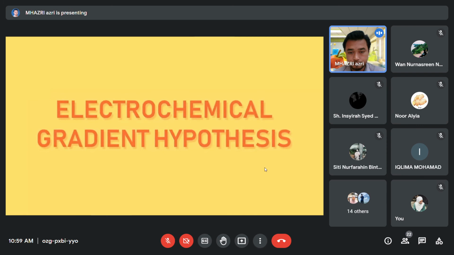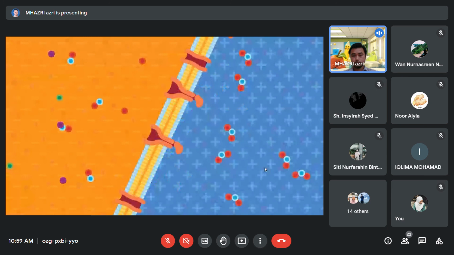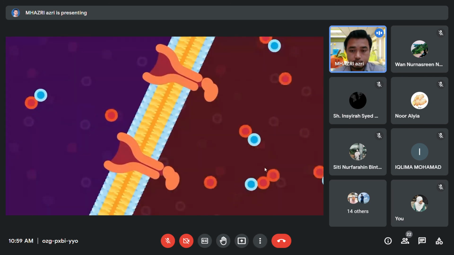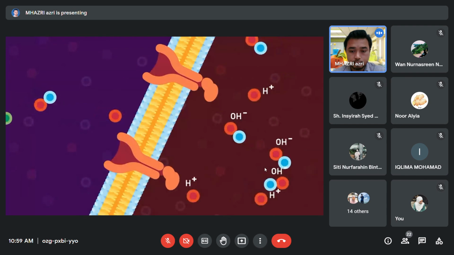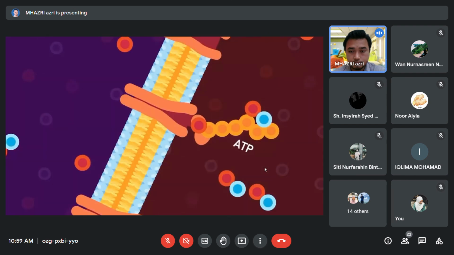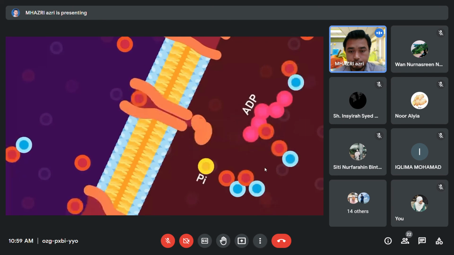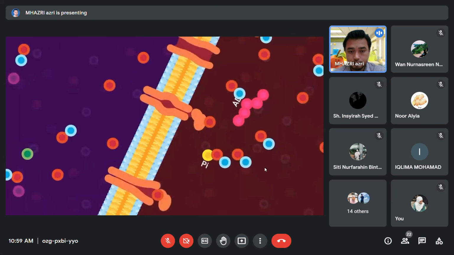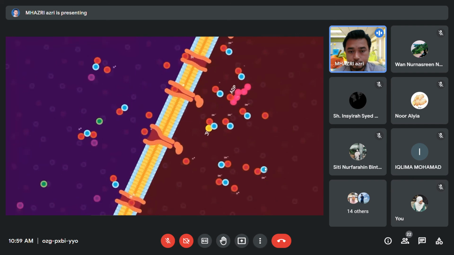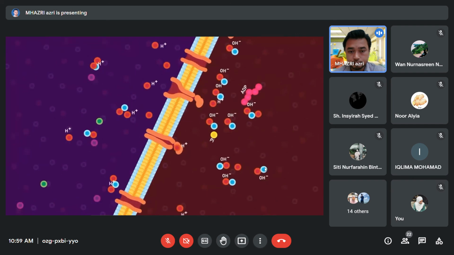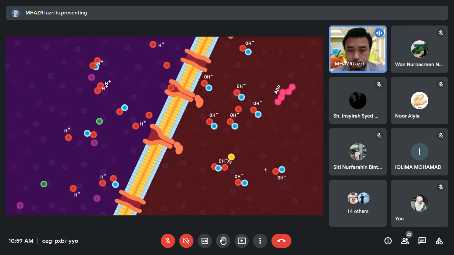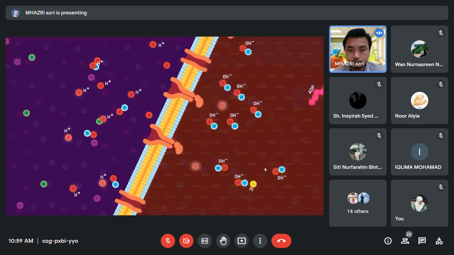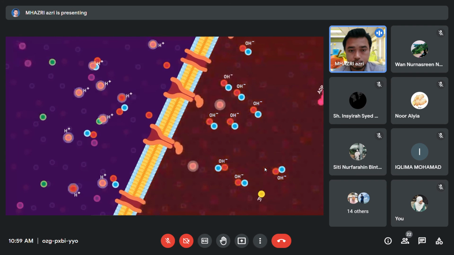Electrochemical gradient hypothesis. An electrochemical gradient exists across the plasma membrane of the cells. This is due to two things. One, the splitting of water molecules into hydrogen and hydroxyl ions. Two, the conversion of ATP into ADP and Pi, inorganic phosphate. The proton pumps in the plasma membrane pump out hydrogen ions while hydroxyl ions stay inside the cell, giving the inside of the cell a negative charge. The proton concentration increases outside the cell compared to inside, generating a proton motive force.